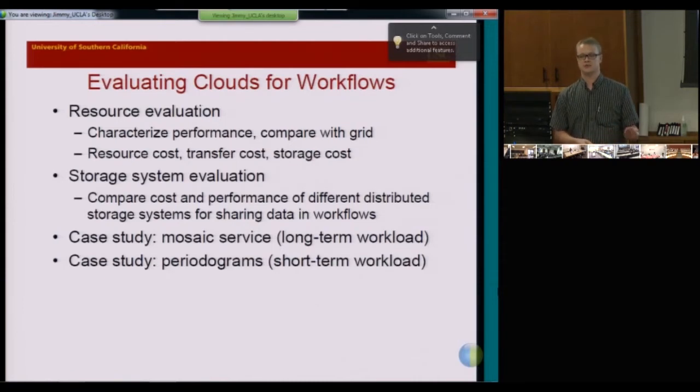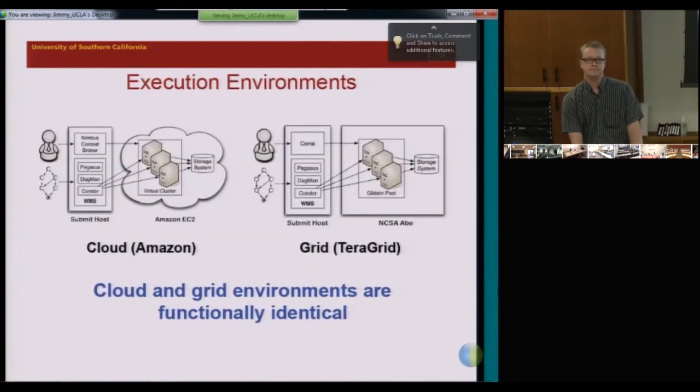You can do something like NFS, which may not scale. You can deploy other parallel file systems, or you could use a cloud storage system like Amazon S3. So this study looked at that. And then there were two case studies on astronomy applications. One was a long-term science portal type application with a workflow in the back end, and then a periodograms workflow that was just short term.